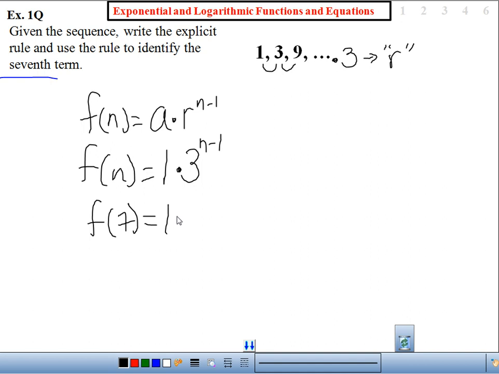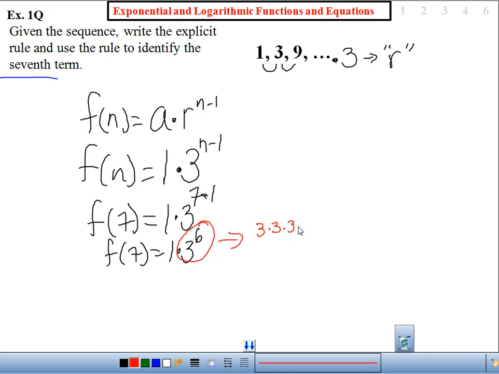F of 7, which is 1 times 3^(7-1). F of 7 equals 1 times 3 to the 6th power. And this part, once again, we can do over here on the side. 3 times 3 times 3 times 3 times 3 times 3. 3 times 3 is 9, times 3 times 3 is 9, times 3 times 3 is 9. So what is 9 times 9? 81 times 9, that's 729. Therefore, f of 7 is 729.